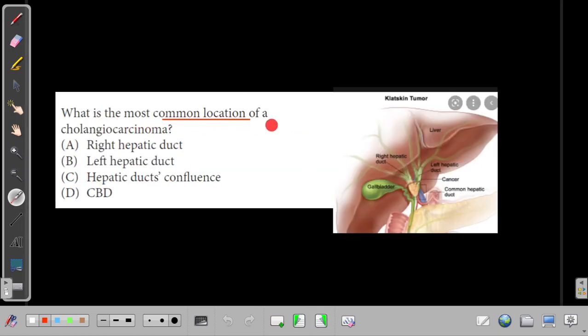What is the most common location of cholangiocarcinoma? Search for C, hepatic duct confluence. This is the most common location of cholangiocarcinoma in this area. Klatskin tumor.